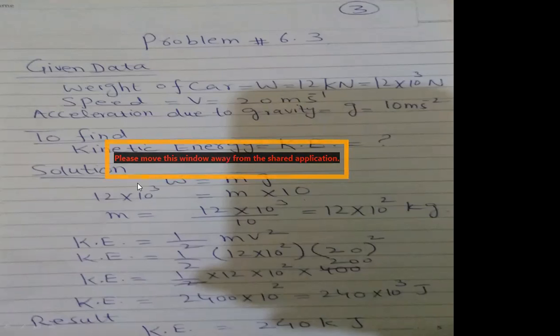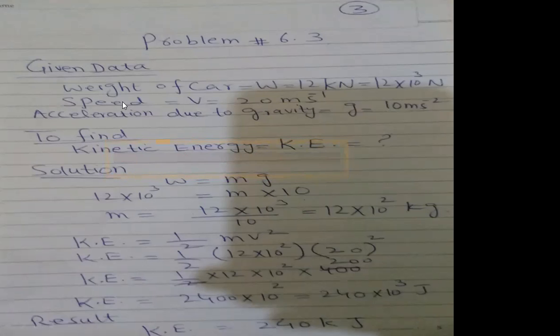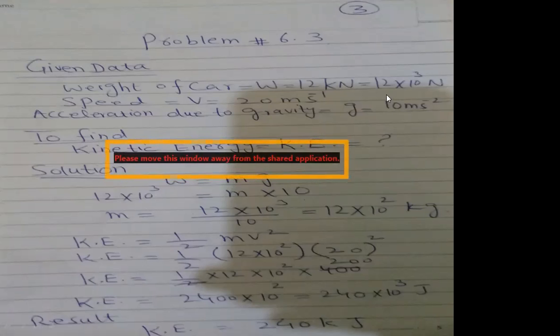Solution. In this numerical, we are not given mass, so we will find the mass with the help of the formula W is equal to mg. Just put in the values. W is 12 into 10 power 3, which is given to me, and mass is not given, so I will find mass first. And the value of g is 10. If 10 is multiplied here and goes to the other side of the equation, it will be divided. So this 10 will be cancelled out with this one.